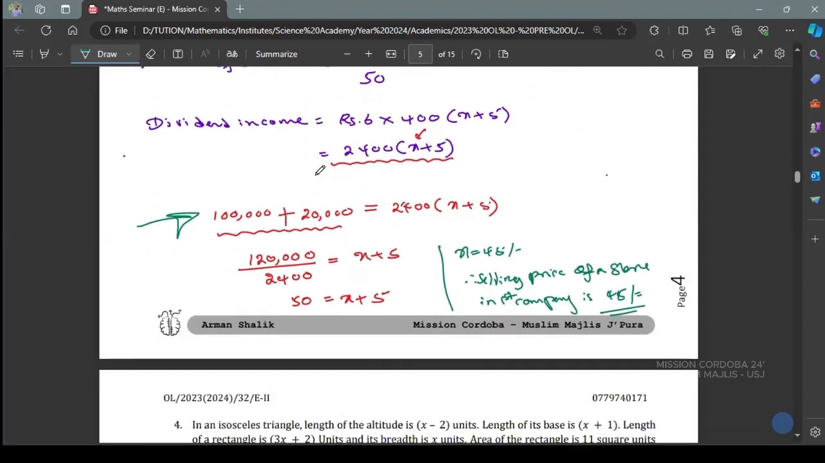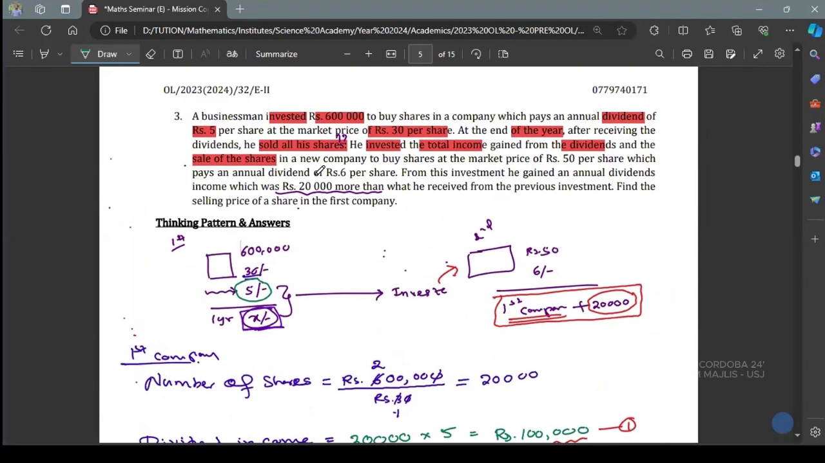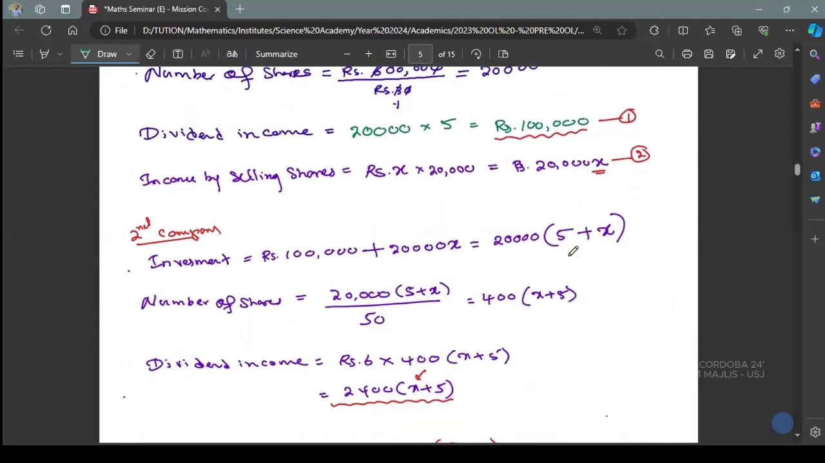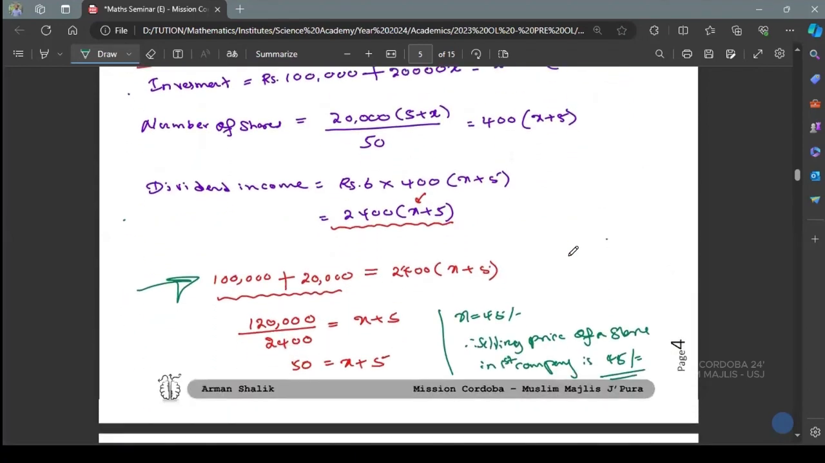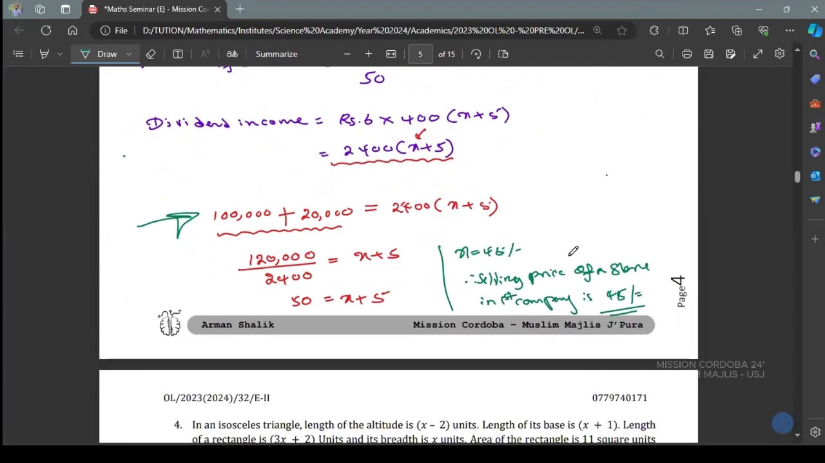Listen. If you read the question, they say that the income, which is dividend income, you are going to receive from the second company is 20,000 rupees greater than whatever amount you receive from the first company. Listen very carefully. Let's say from the first company you got a dividend income of 50,000 rupees.